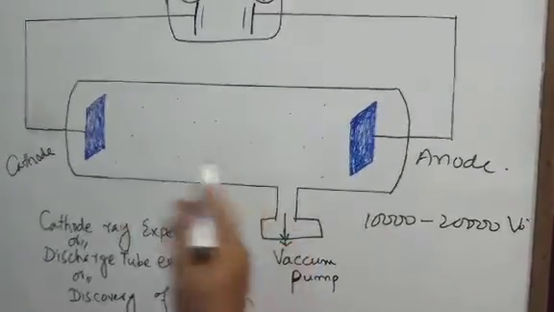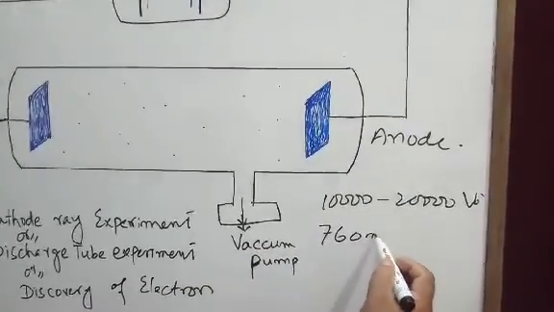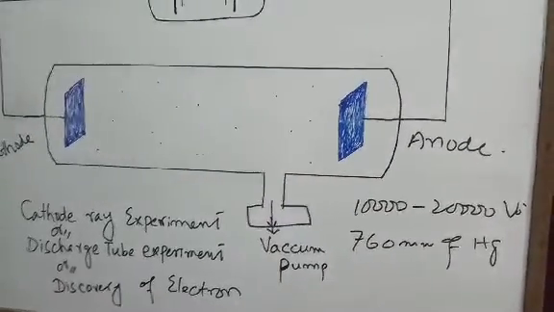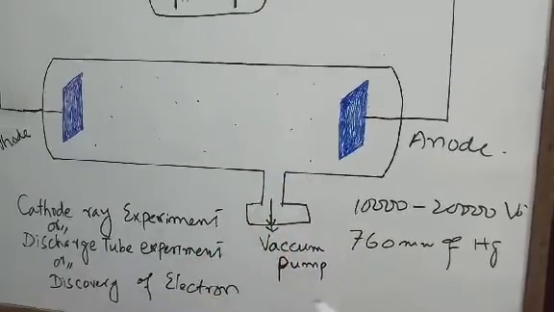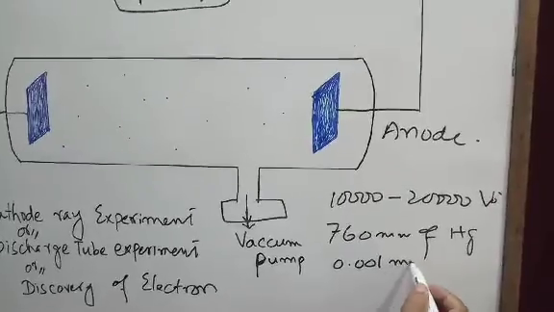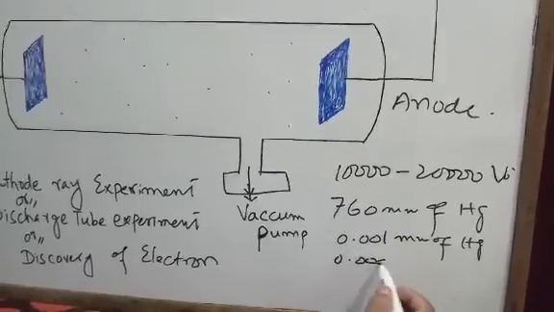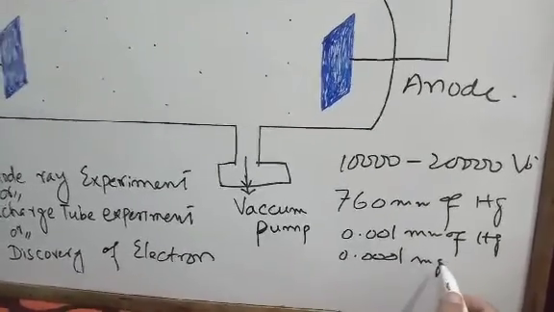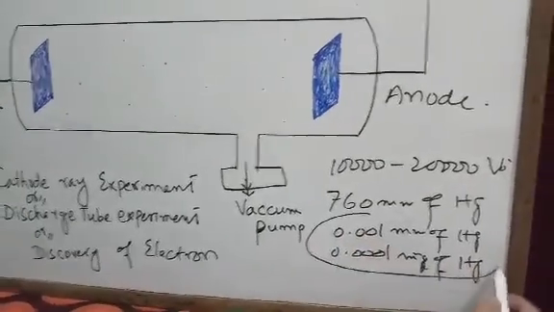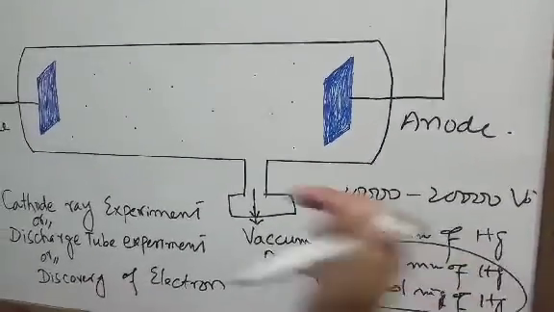When the pressure was highly reduced, you know the normal pressure is 760 mm of Hg when normal air is here. But the pressure inside the tube was reduced to 0.001 mm of Hg. In some books, 0.0001 millimeter of mercury, Hg. So under such a highly reduced pressure, again they applied this high voltage.